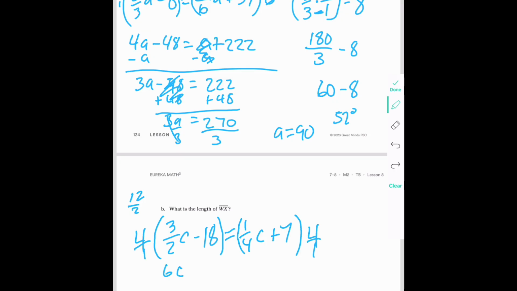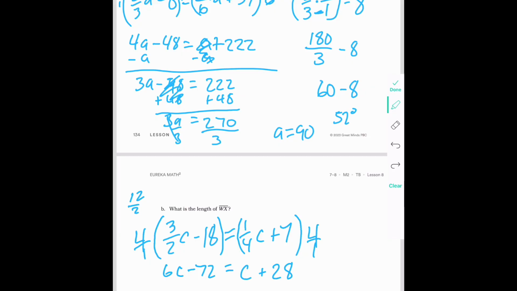4 times 18. So let's see. 18 times 4 would be, so that's a negative 72 equals, we know that this 4 is going to cancel this 4 out because remember, like I told you, when you multiply a fraction times its denominator, it just cancels out the denominator. All right, so this would be just C because that would equal 1C. 4 times 7 is 28, so that's a plus 28. Now we can actually solve this problem.